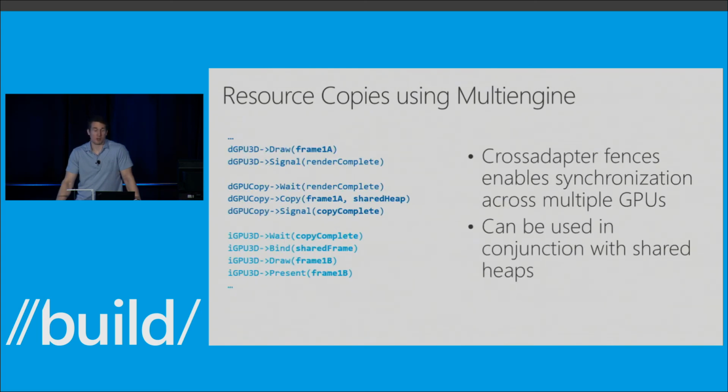In terms of pseudocode, it'll look like this. You can see some rendering commands on the discrete GPU with 3D draws, and then a signal indicating the rendering is complete. The copy engine, again, there's a wait for the rendering to complete, followed by a copy into a cross-GPU shared resource. Last, there is a synchronization primitive between the discrete GPU and the integrated GPU, indicating that the copy is complete, and the integrated GPU can pick up the remaining frame, complete the post-processing, and present.